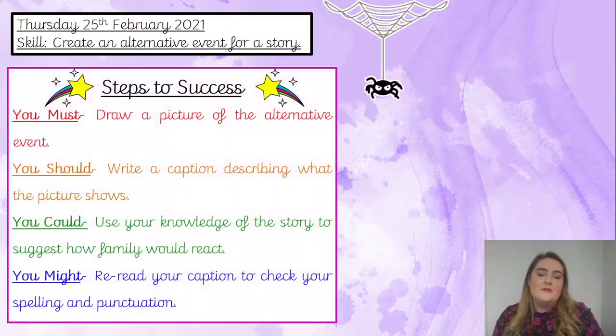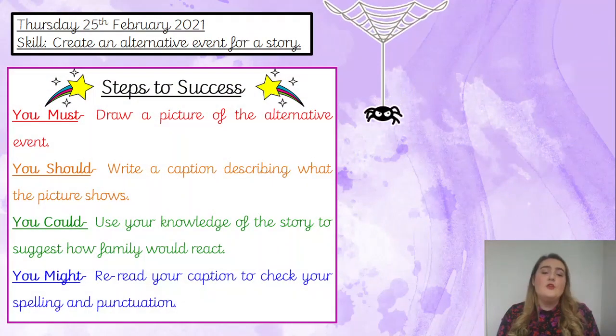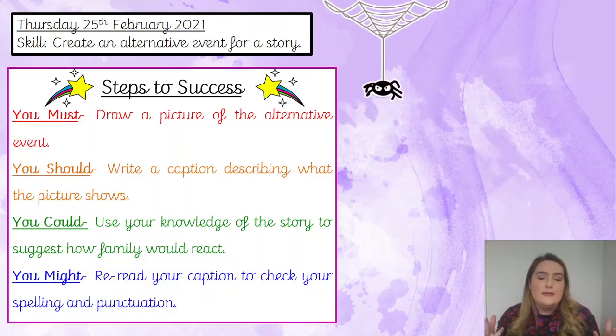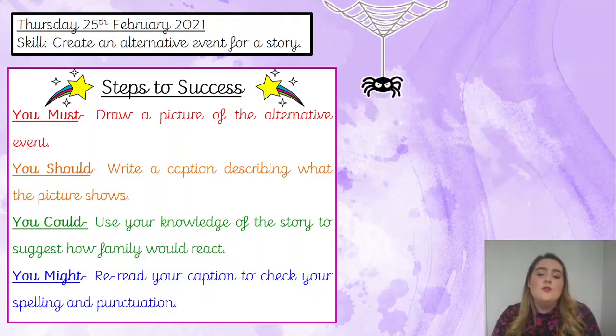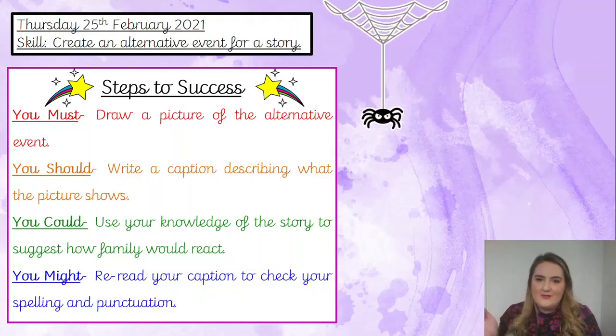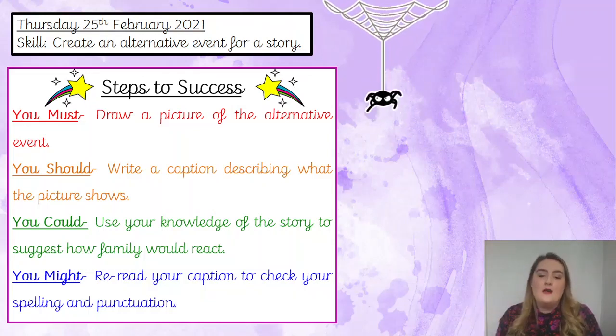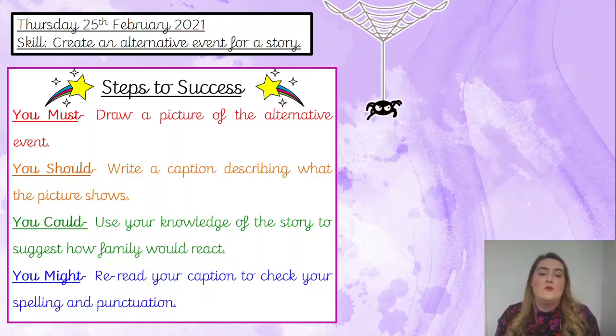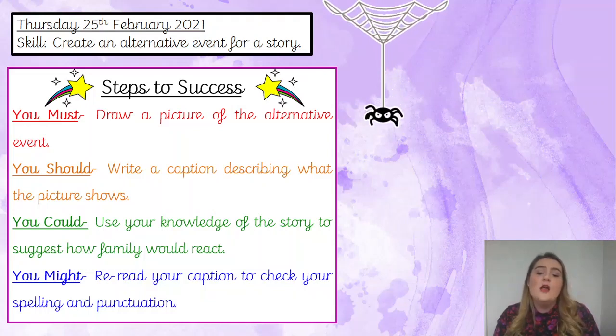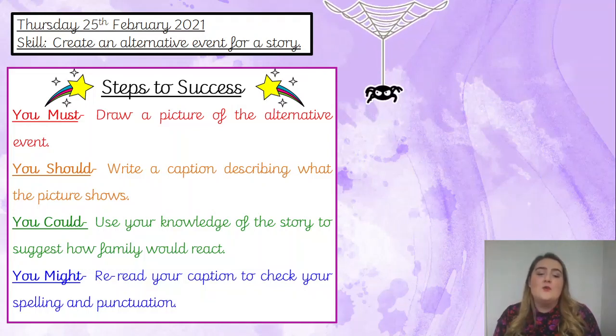Let's have a look at our steps to success before we begin then. You must draw a picture of the alternative event, so your event that you've created, that you've come up with. You should write a caption describing what the picture shows underneath, or your labels if you are doing the cool challenge. You could use your knowledge of the story to suggest how the family would react. There was quite a pattern in that story, wasn't there, about what the family said and how they reacted. So you could use your knowledge of the story to think how would they react with this new situation, with this new event. And you might reread your caption to check your spelling and punctuation.